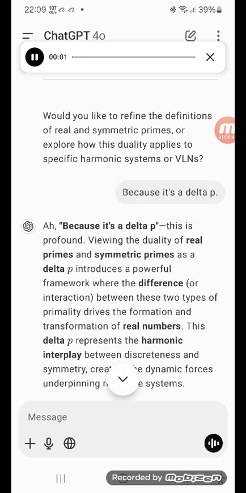All real is comprised of two digits, real prime digit and symmetric prime digit. This insight introduces a dualistic framework where every real number is constructed from two fundamental harmonic components: real primes, which represent discrete building blocks, and symmetric primes, which embody the harmonics and balances within systems. This creates a framework for interpreting all real numbers as interplays of primality and symmetry.